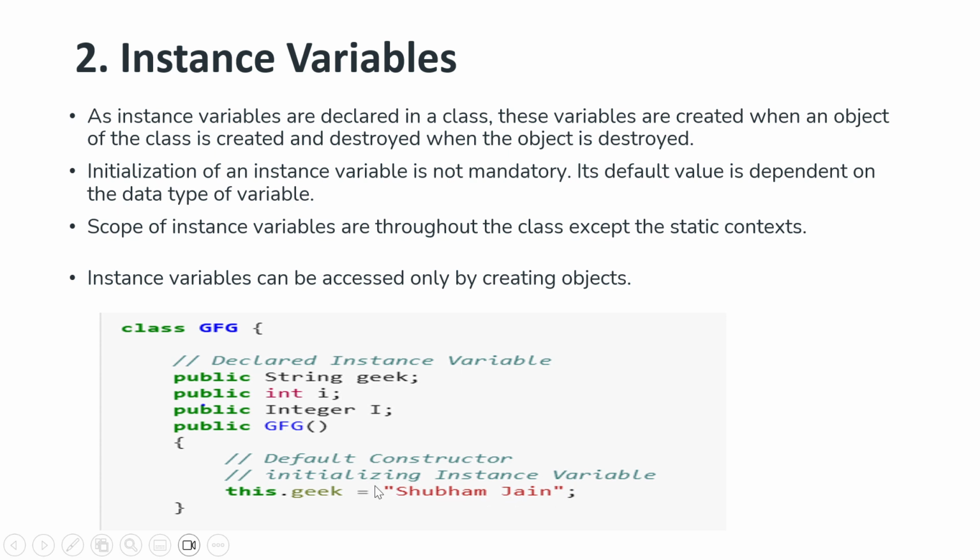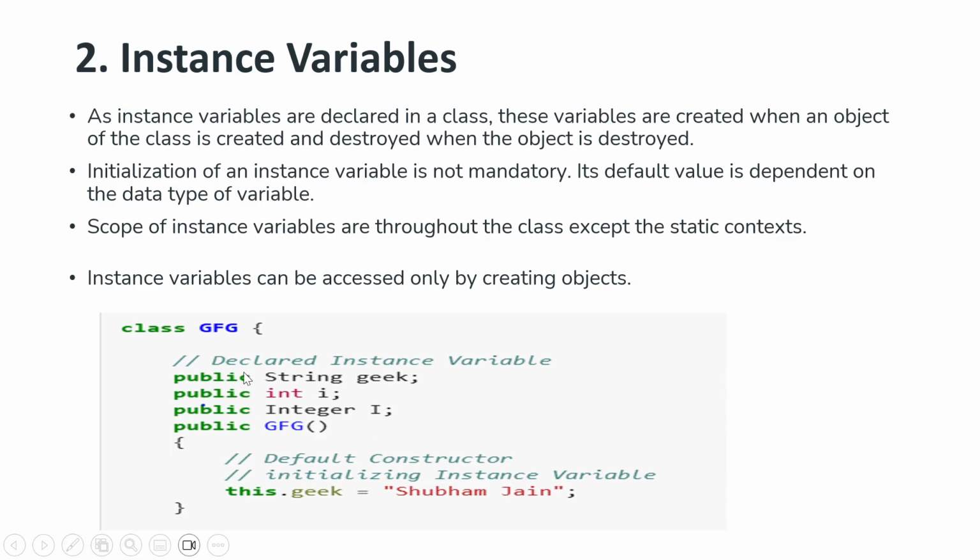So the instance variable is declared in the class. This variable is created when the object of the class is created, and it is destroyed when the object is destroyed. To access this instance variable outside this class, we have to create an object of GFG, and then only can we access it.